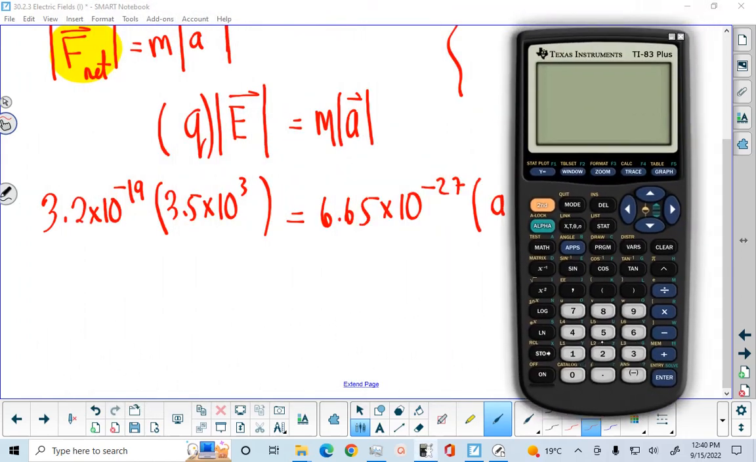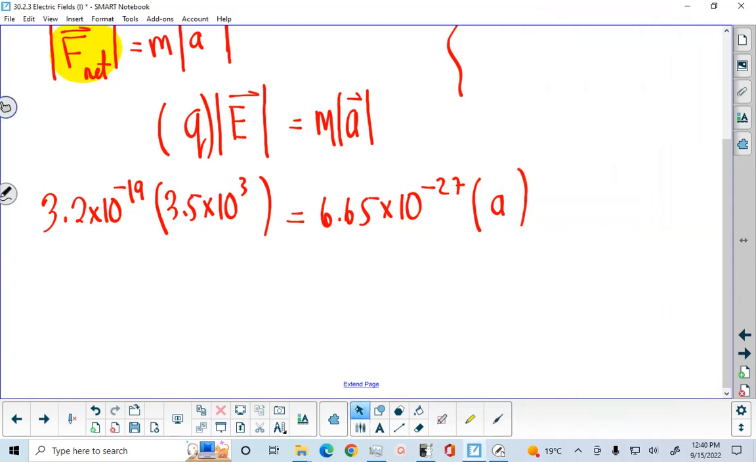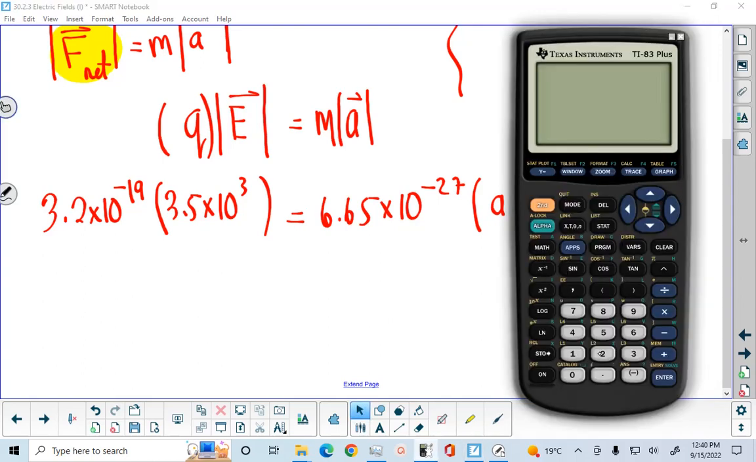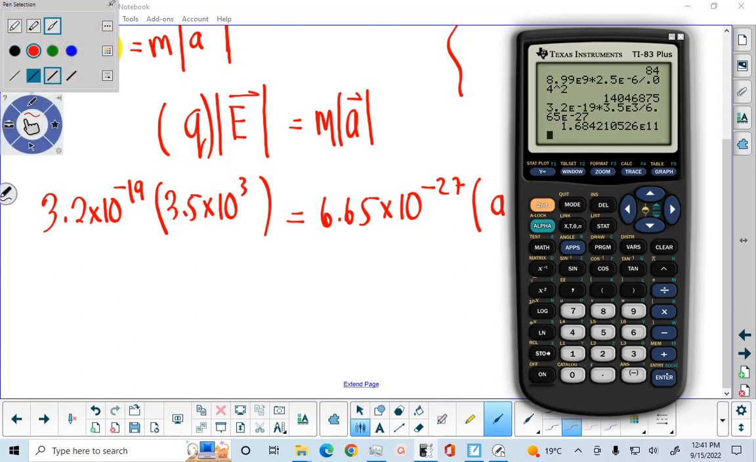3.2 multiplied by 10 to the negative 19 times the 3.5 times 10 to the 3 divided by 6.65 times 10 to the negative 27. Double check my numbers. 3.2 times 10 to the negative 19. Yep, we're good. Gives me an acceleration of 1.7 times 10 to the 11 meters per second squared.